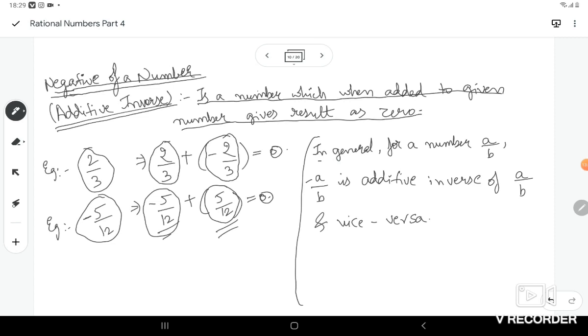So we can tell that in general, for a number a by b, minus a by b is the additive inverse of a by b, and vice versa.